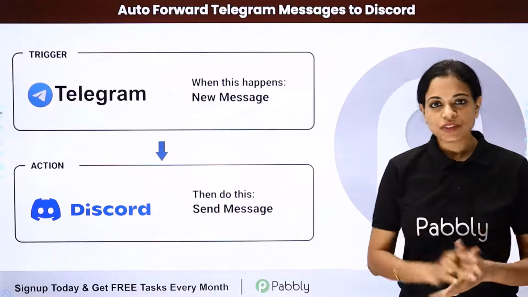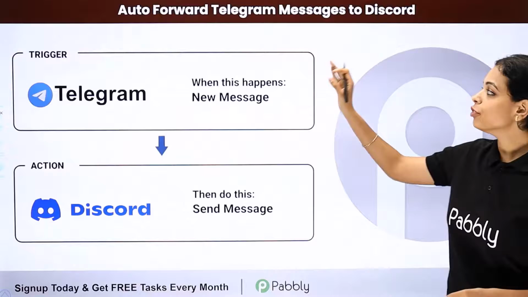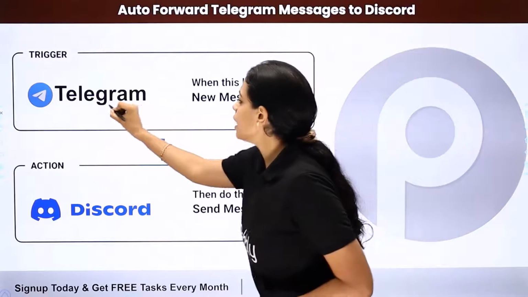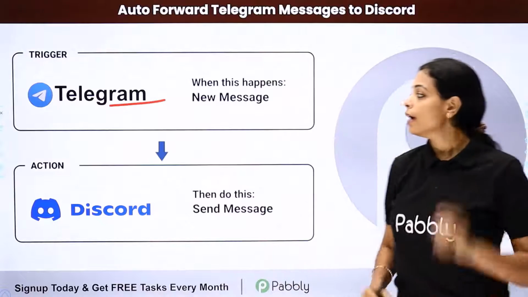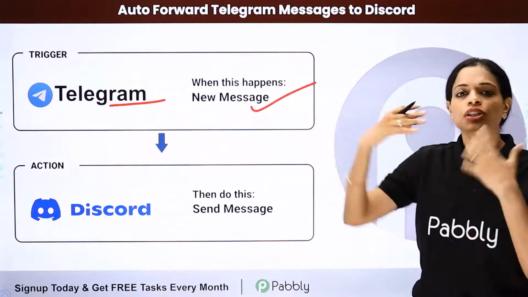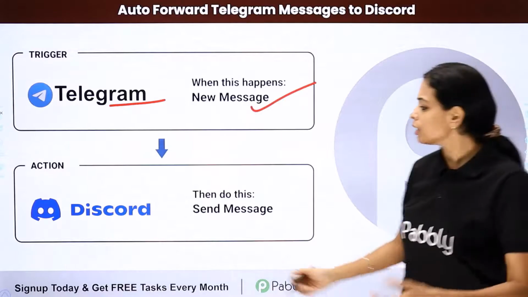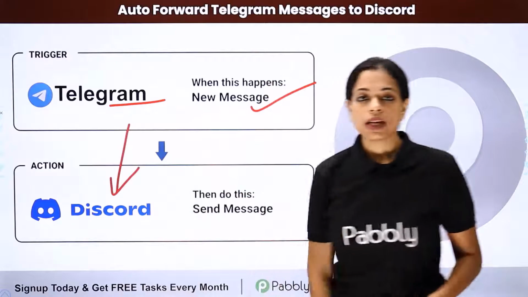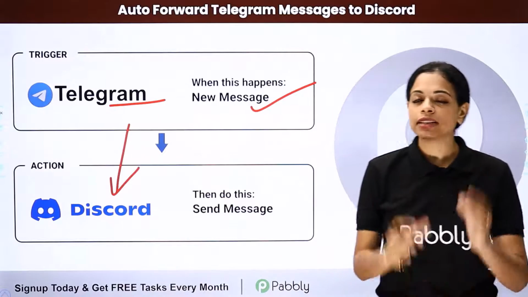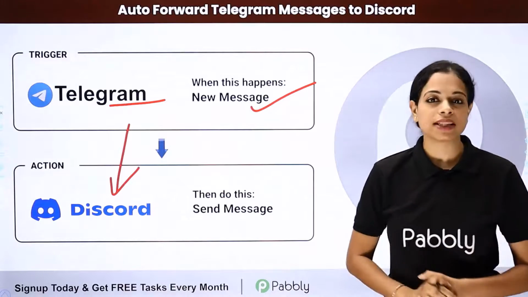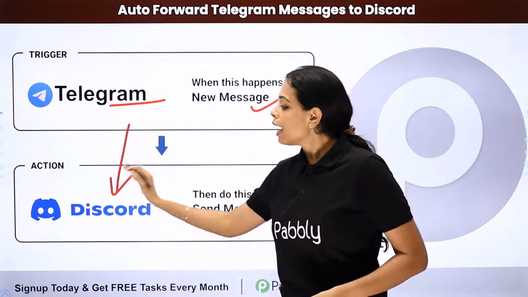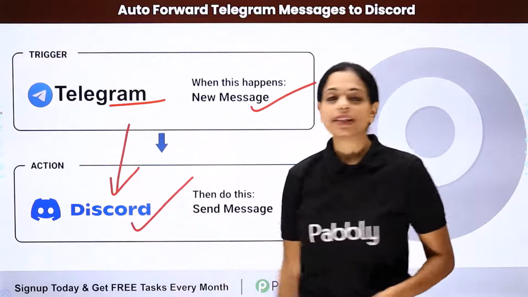Awesome. In this video, we are going to see how to auto-forward Telegram messages to Discord. Now, let's say you're using Telegram as an instant messaging app, and you want that every time there is a new message, the same message should be shared with your team or clients on Discord. Now, how would you do that? For this, you will have to integrate these two applications, and you can do the same with the help of Pabbly Connect software. Now, here your trigger application would be Telegram and your action application would be Discord.